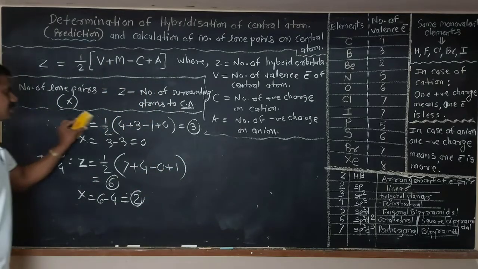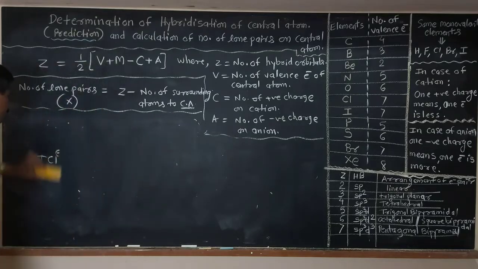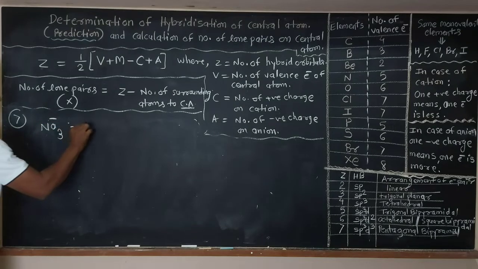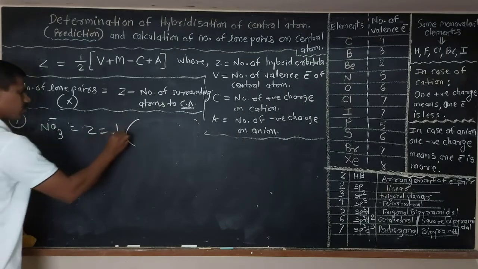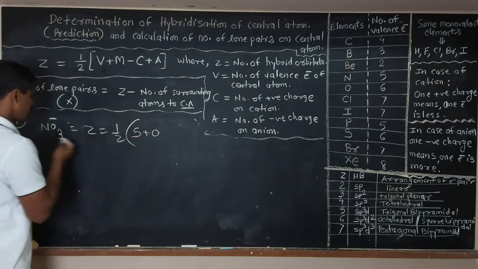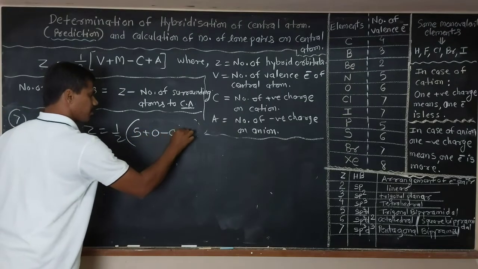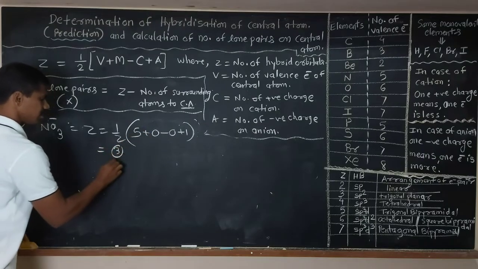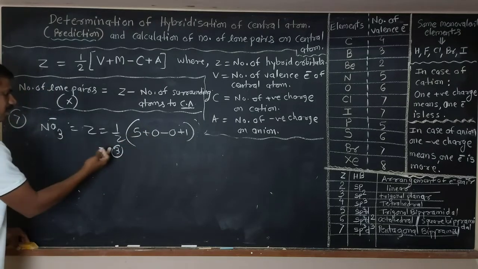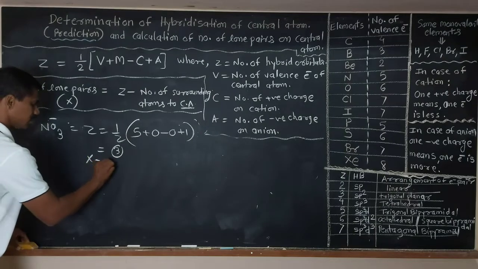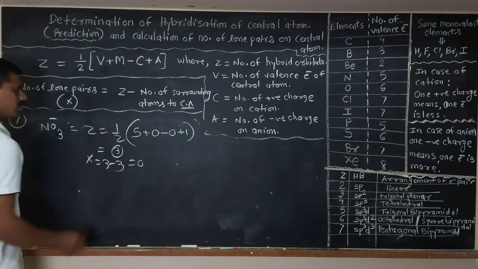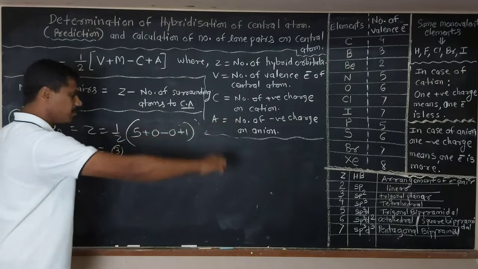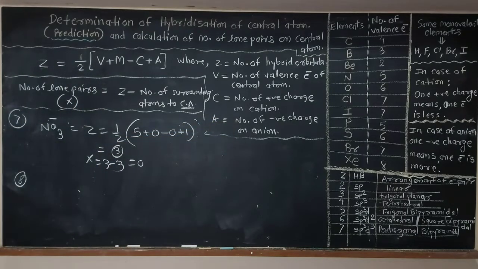Next examples 7 and 8. Now, example number 7, NO3−. Okay, Z is equal to 1/2 nitrogen 5 plus 0, there is no monovalent, minus 0, but plus 1 due to 1 minus charge, is equal to 3, means sp2. There is no lone pair. X is equal to 3 minus surrounding 3 is equal to 0. That's why sp2 means trigonal planar. Clear?